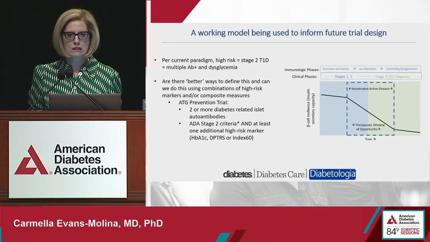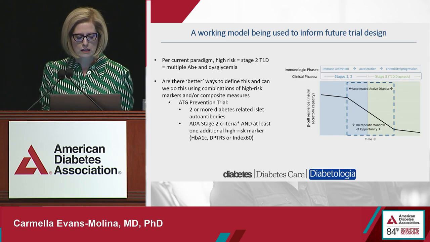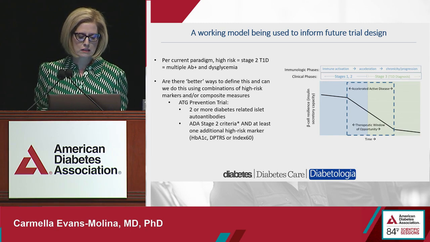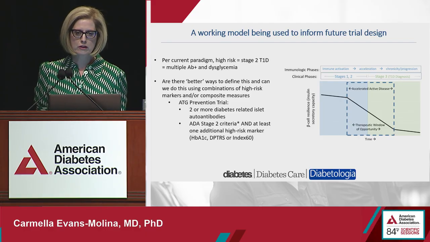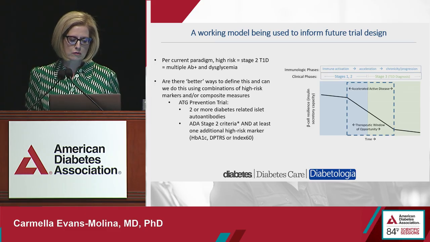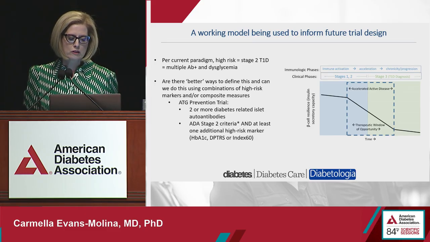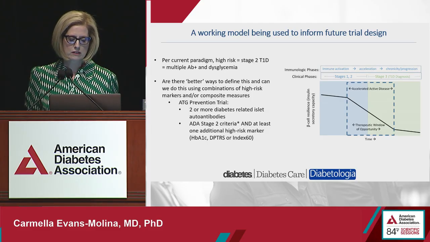Now, we've used things like dysglycemia, which is the definition for stage 2 type 1 diabetes, in trials like the teplizumab study, but again, we saw a quite heterogeneous rate of progression amongst those study participants. So one of the ideas that we've been really using as a framework in TrialNet is to better define this period of accelerated disease development or active disease.